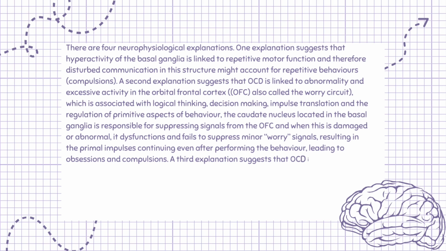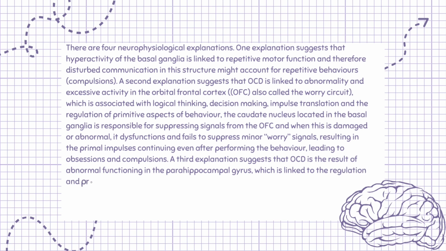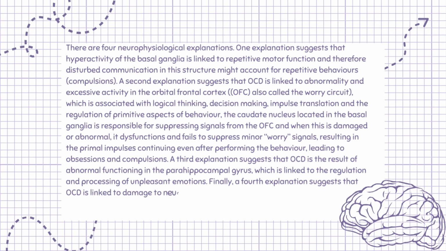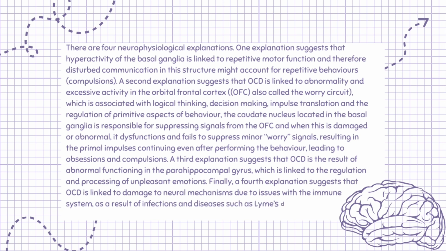A third explanation suggests that OCD is the result of abnormal functioning in the parahippocampal gyrus, which is linked to the regulation and processing of unpleasant emotions. Finally, a fourth explanation suggests that OCD is linked to damage to neural mechanisms due to issues with the immune system, as a result of infections and diseases such as Lyme's disease, leading to the exacerbation and development of OCD.